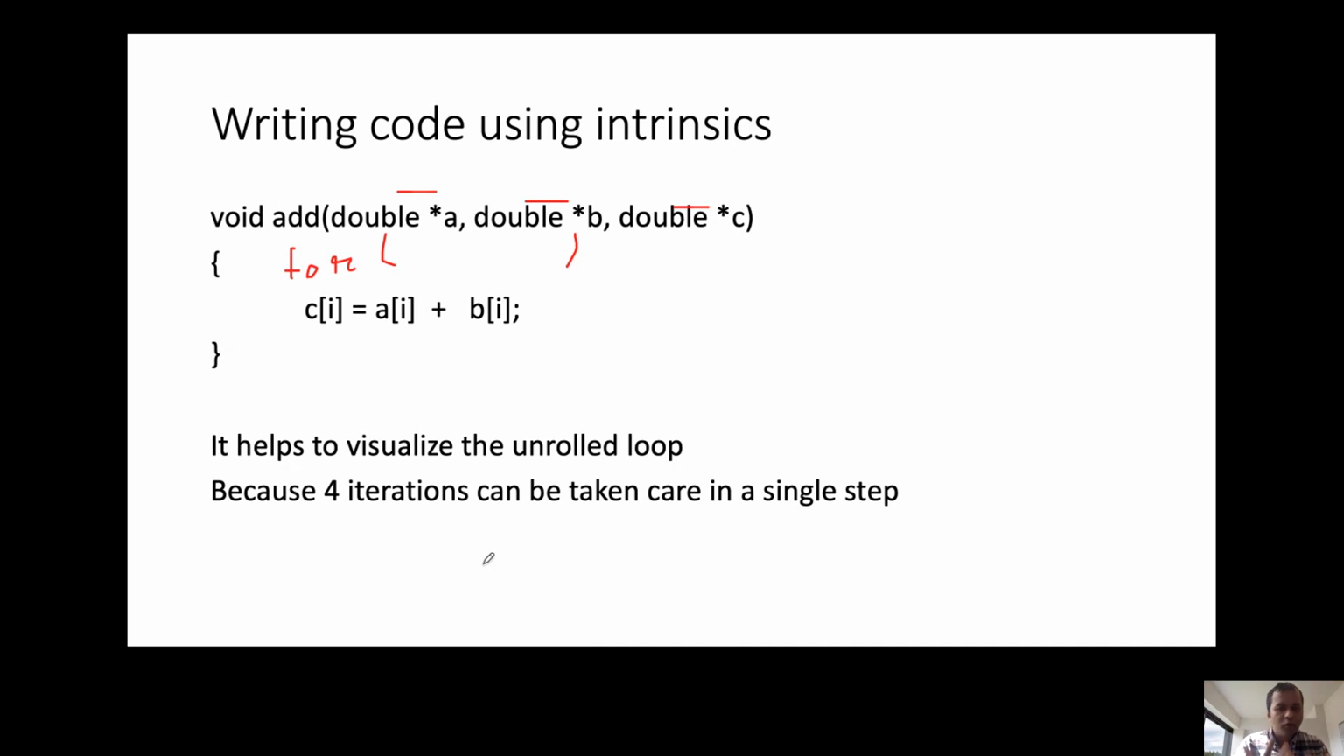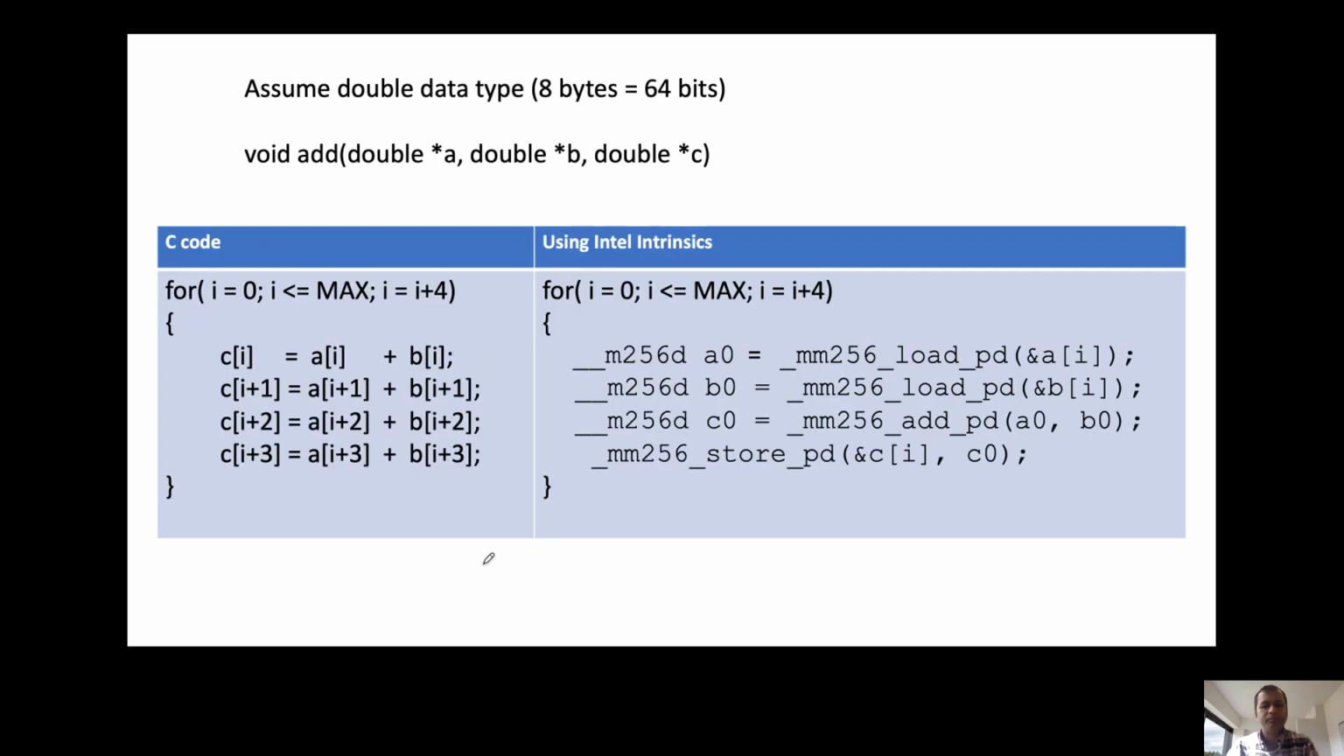So you can think of unrolling the loop, and these are doubles, so the loop body can contain 4 additions, and you can think of translating using this idea. Here I'm showing you more details. Our double has 8 bytes, that is 64 bits. So this is the loop using scalar C code, and this would be a vector code using intrinsics.